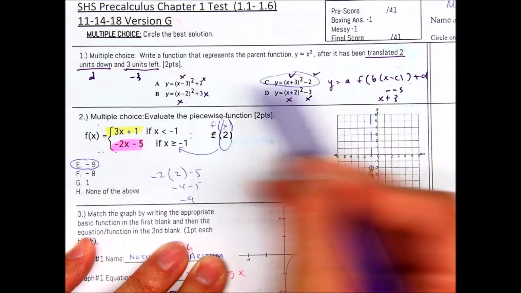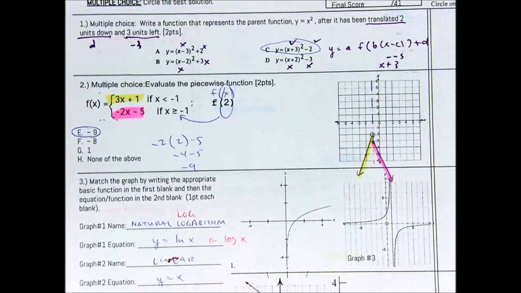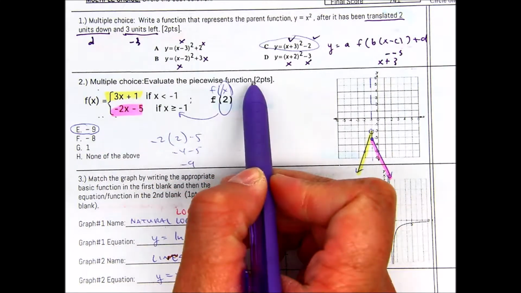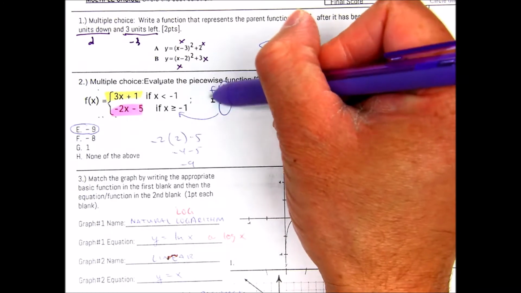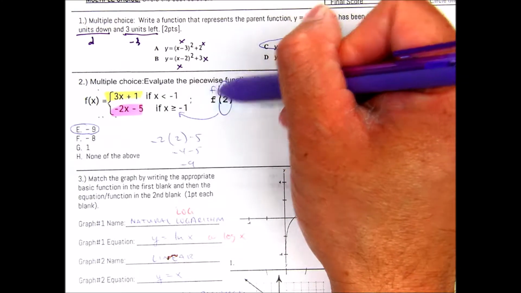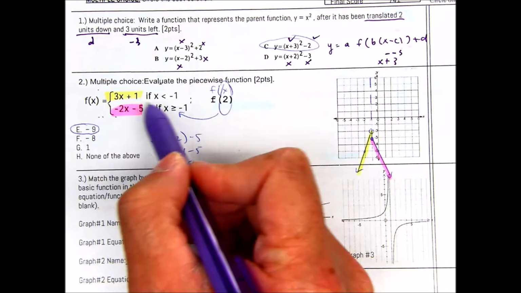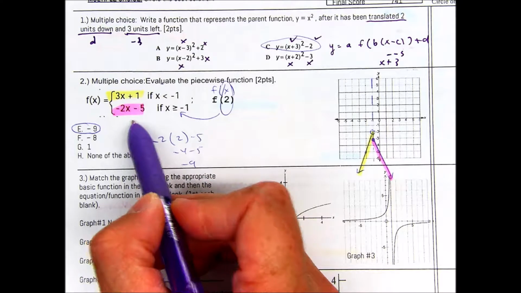Question number 2 was extra credit. Evaluate the piecewise function. We've never evaluated it, so I'll just show you how. Basically, put function notation above it, f of x. That means your x value is 2. The question is, which one would you use for x equals 2, yellow or pink? Well, 2 is bigger than -1.